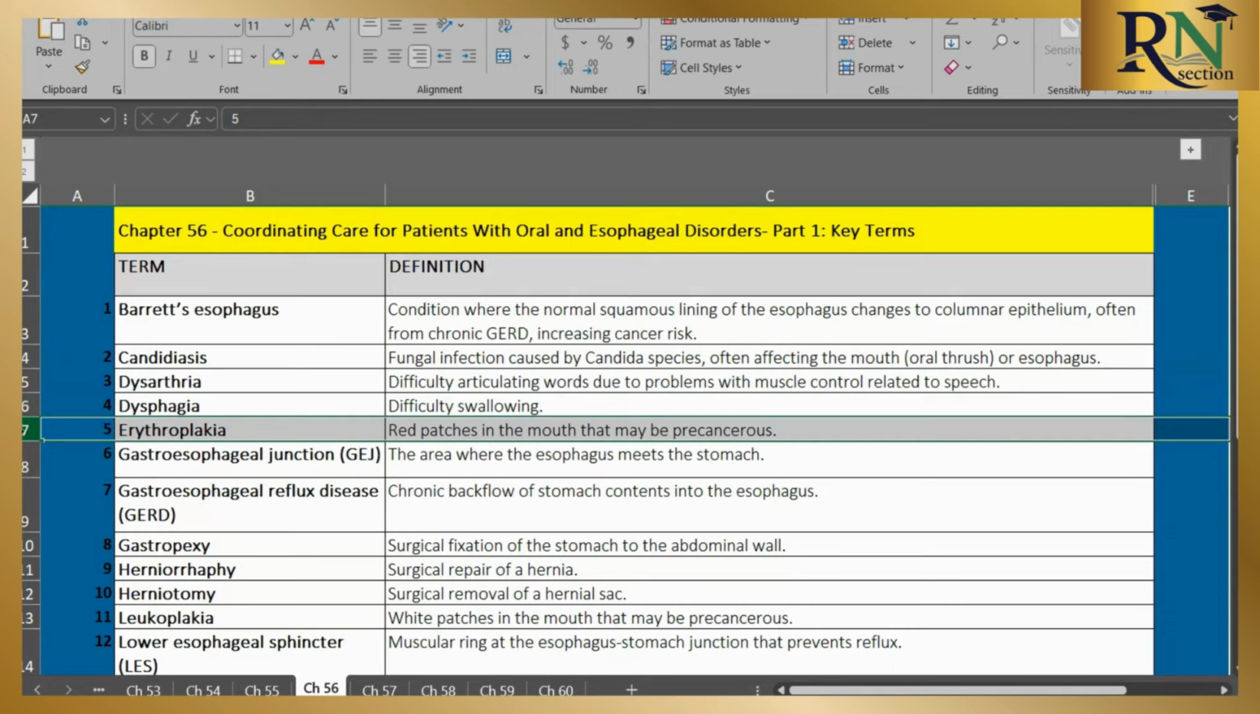Erythroplakia. Erythro is like red. So it's red patches in the mouth that may be precancerous. So erythro is red, and plakia is like plaque, a patch.